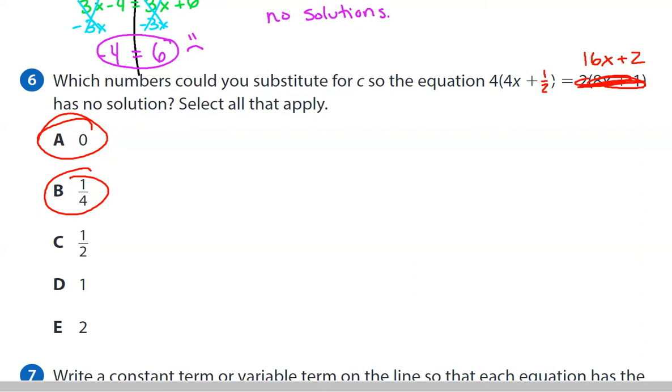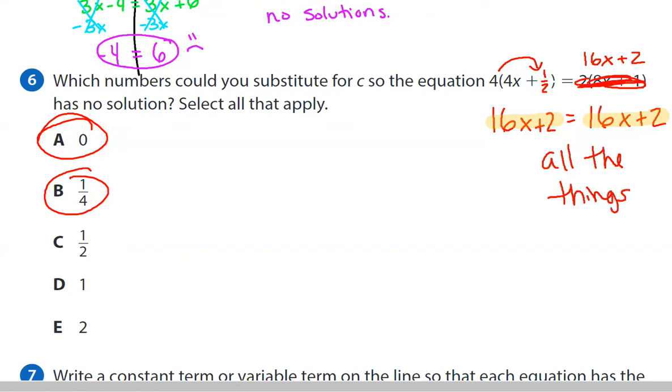Okay, so we've got, again, 16x equals 16x. And then, oh, plus 2. And then this one, the 4 times 1/2. Well, what's 1/2 of 4? That's plus 2. These are equal. 16x plus 2, 16x plus 2. They are equal. So how many solutions does this equation have? All of them. All the things. So this one has infinitely many solutions. We don't want it. We want no solution. Guess I'll leave some of that behind.